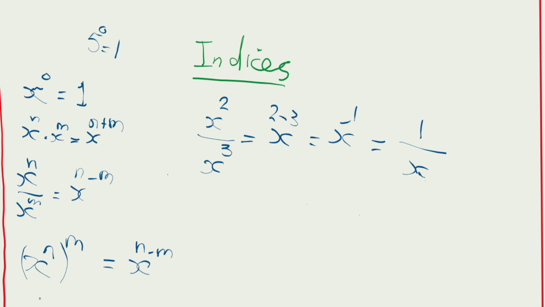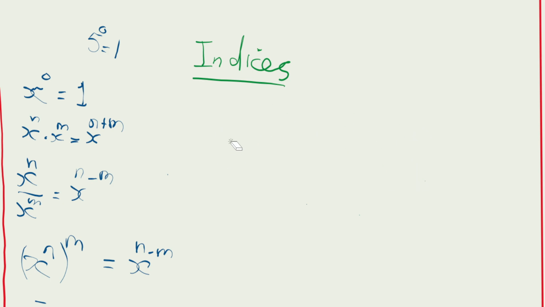So the next one, if it's x to the power of negative n, just make it 1 over x to the power of n. So this is the next rule. x to the power of negative n is 1 over x to the power of n. So if your final answer is x to the power of negative 5, just make it 1 over x to the power of 5. Always give your answer in positive indices, not negative ones.